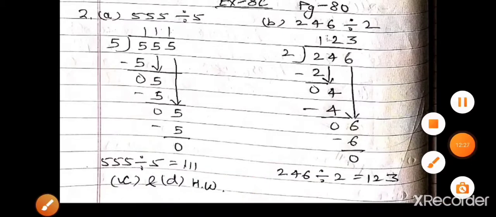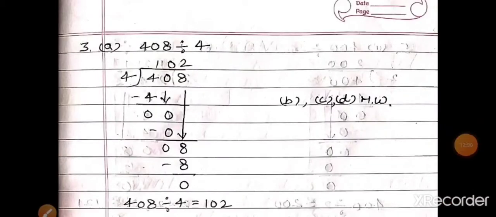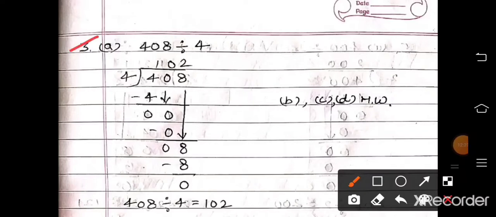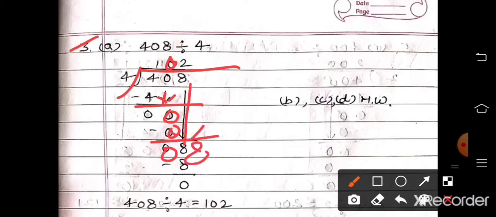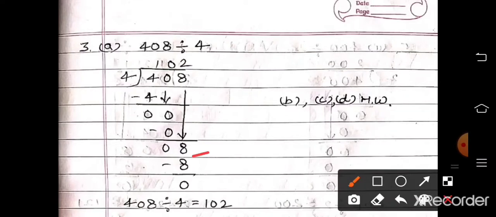Now question number 3. Question number 3, A part, 408 divided by 4. So write like this. First 4 1 ja 4, subtract 0, then bring this 0 down. Now 0 times. Okay, so write 0 here and 0 here. 0 minus 0, 0. Then 8. Okay, write 8 here. Now 4 2 ja 8 minus remainder 0. Okay, so 408 divided by 4 equal to 102 is the answer. Okay, now B, C, D is your homework.